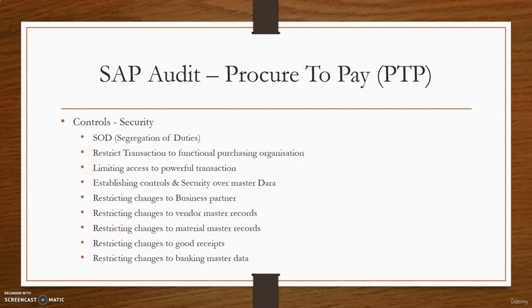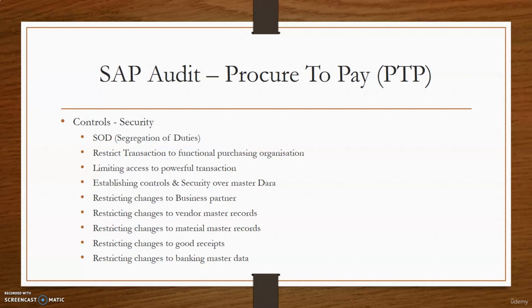Next is restrict changes to goods receipt. SAP provides a variety of mechanisms to restrict the changes to goods receipt, including plant and movement types. The objects for that are M_MSEG_BWE, which restricts the modification of goods receipt by movement type, and M_MSEG_WWE, which restricts modification to goods received by plant.